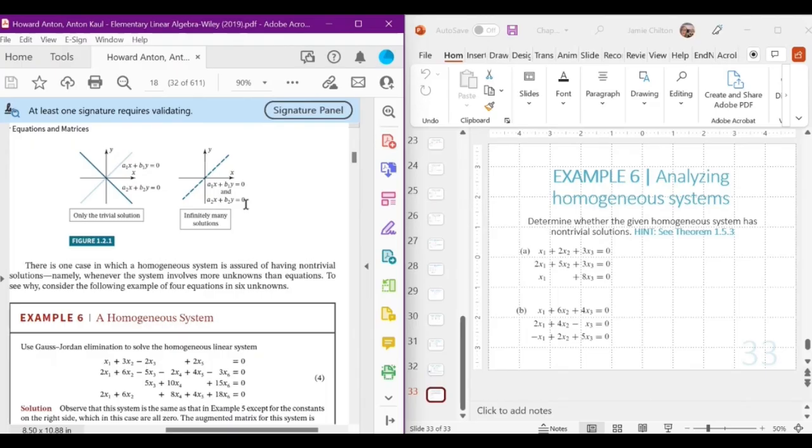I wanted you guys to see that, so keep that in mind. We do have a certain situation that we call homogeneous linear equations when they all end up equaling 0. You can either have the trivial solution or non-trivial, which is the infinitely many. Okay, then I'm going to draw your attention to page 34.